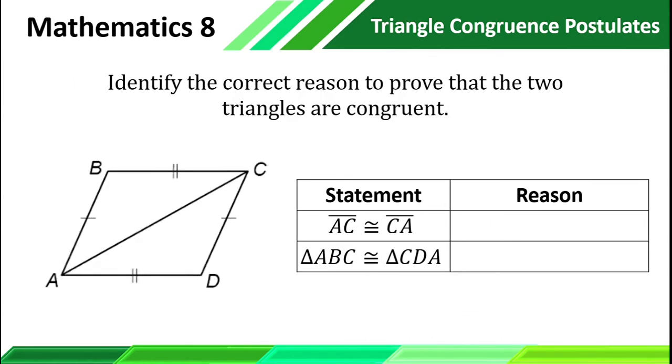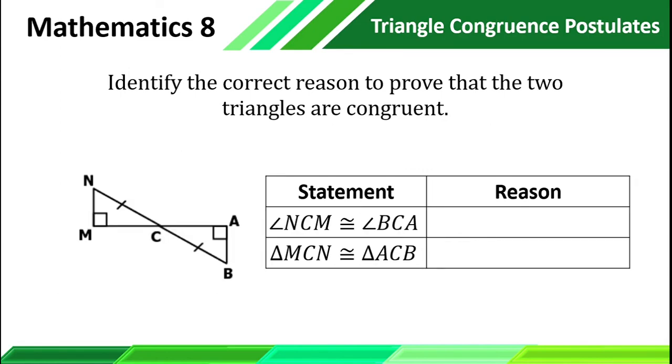Now, let's identify the correct reason to prove that the two triangles are congruent using the figure on the side. AC is congruent to CA. They share a common side. So we can say that the reason here is the reflexive property of congruence. If AC is congruent to itself and the other sides correspond to the other sides of the other triangle, can we say that triangle ABC is congruent to triangle CBA? Yes, they are congruent because of the SSS postulate.